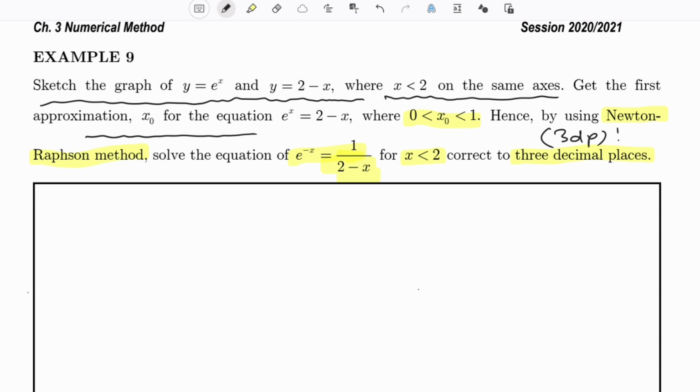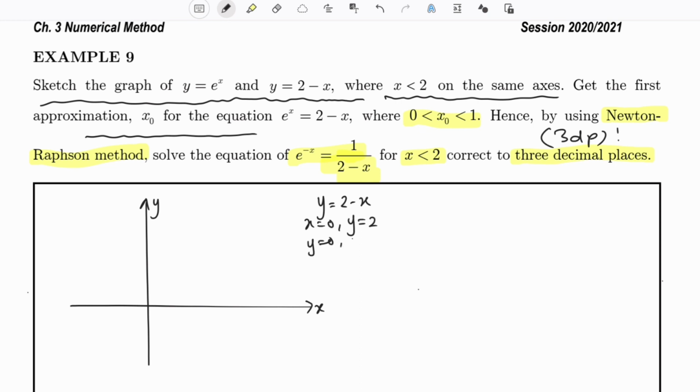So first, you need to sketch the graph. So, let's draw the axis. So we have the axis here. So this is the y-axis, x-axis. So for y equals 2 minus x, x is 0, y equals 2, y is 0, x equals 2. So make sure you have proper scale. So not to forget, your x is less than 2, so up to 2 only. So this is y equals 2 minus x.